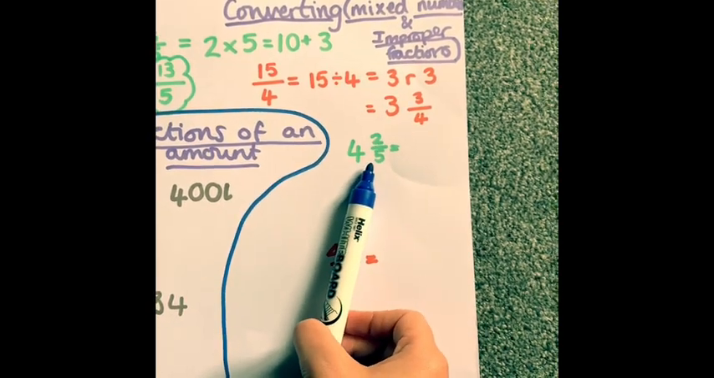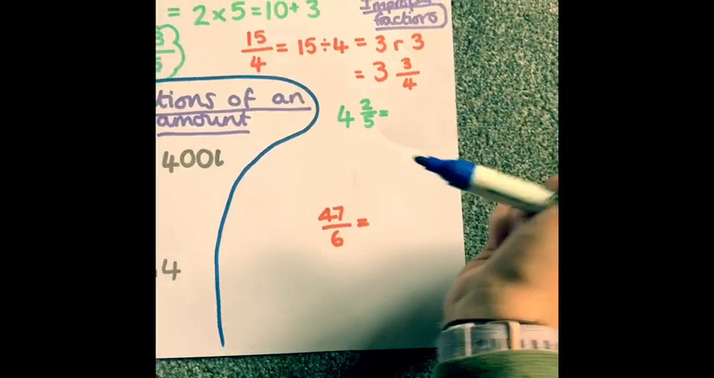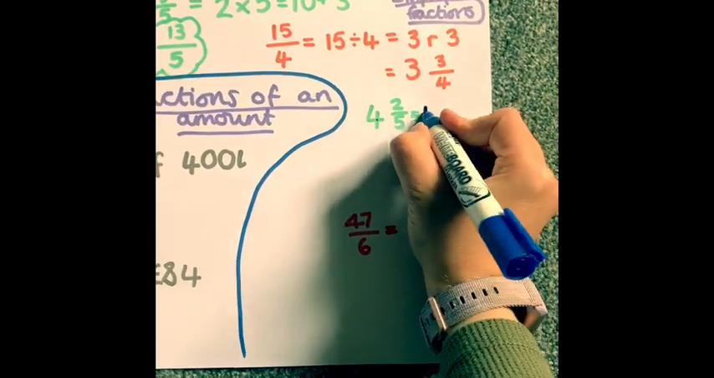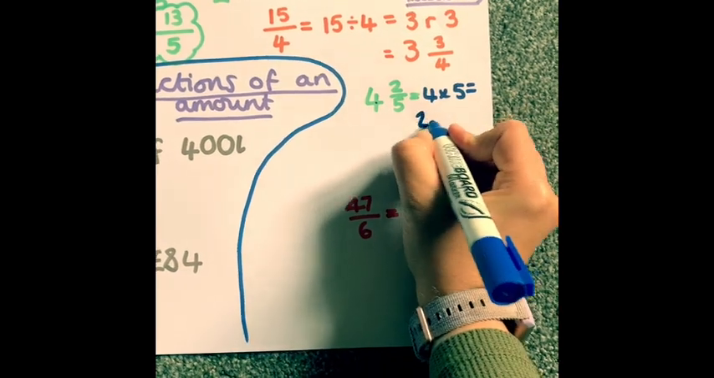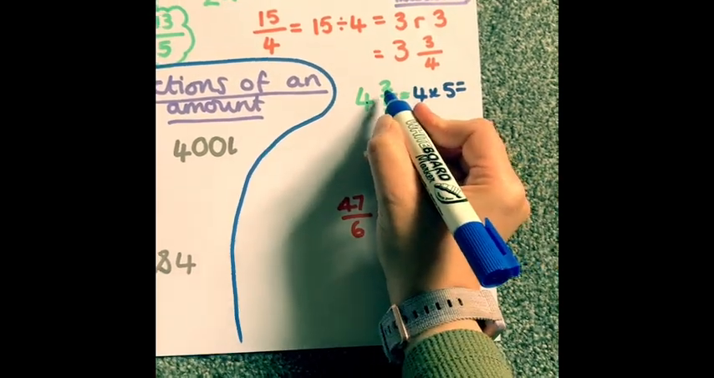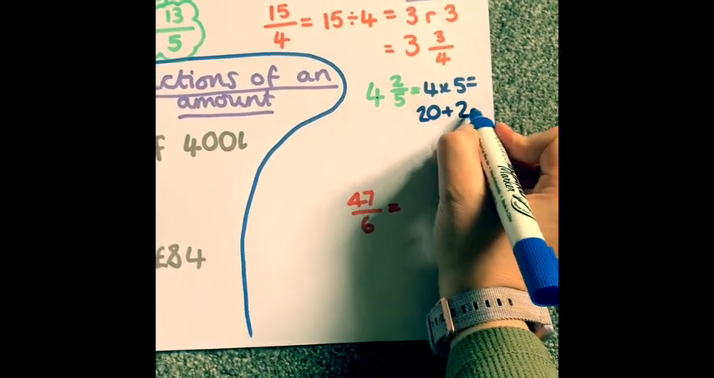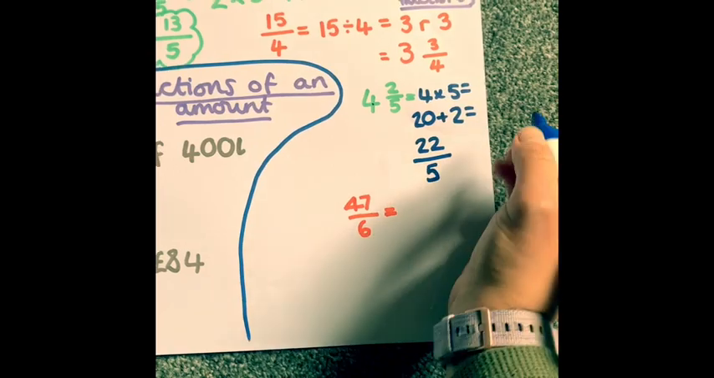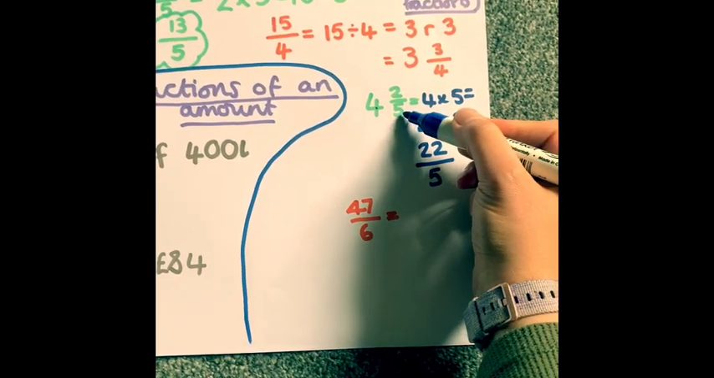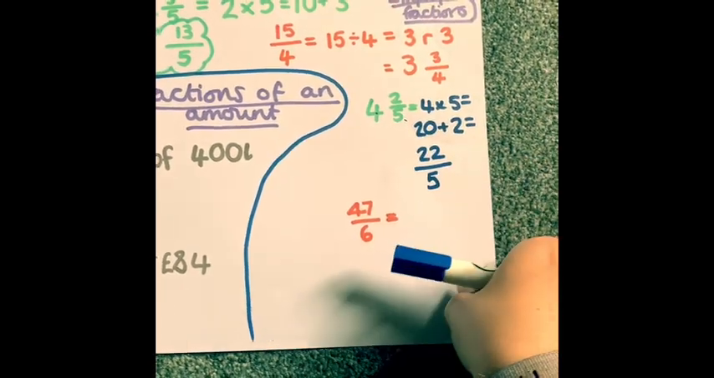So let's have a look at this one then. We've got 4 and 2/5. So again, I have to do 4 times 5, and that would give me 20. I then have to add the numerator, so 20 plus 2 equals 22, and I always do it out of the denominator that I started with. So it would be 22 over 5.